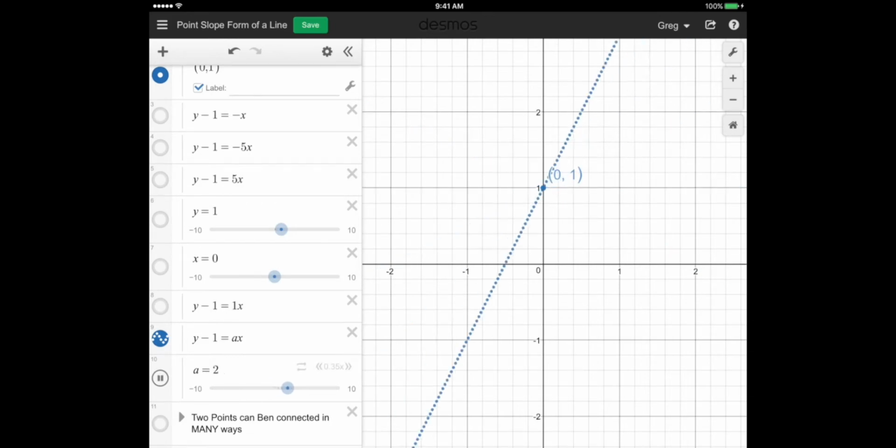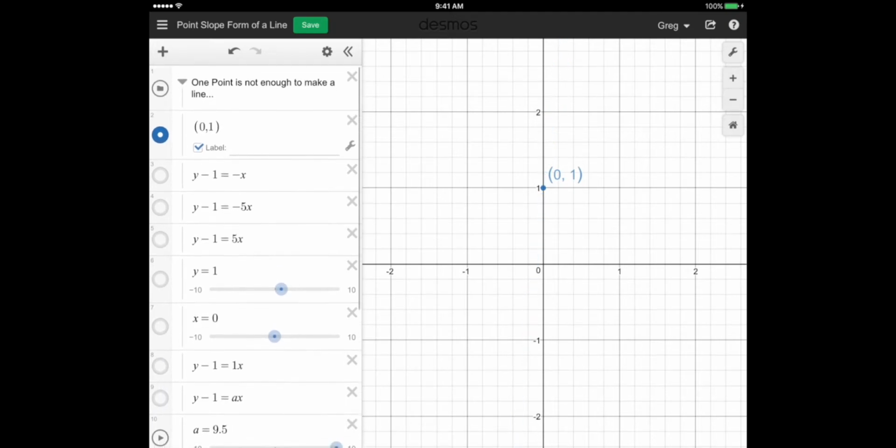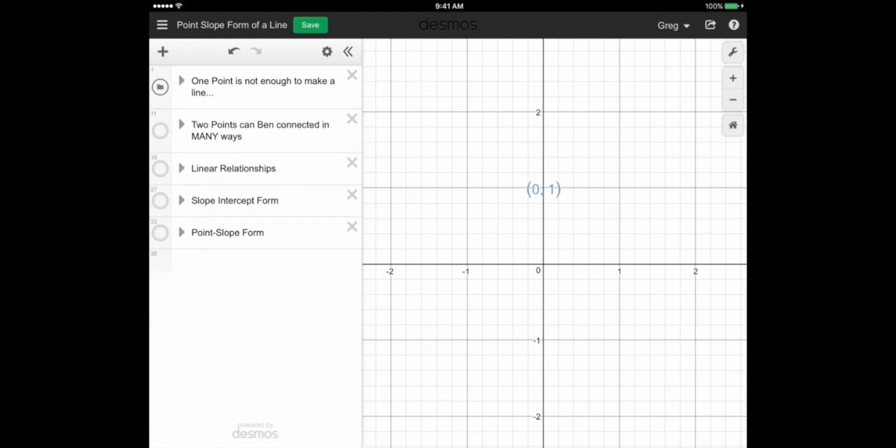So here I have a bunch of lines that are just going to all be drawn simultaneously. All these are different lines that could be drawn just through 1 point. So 1 point wasn't enough.